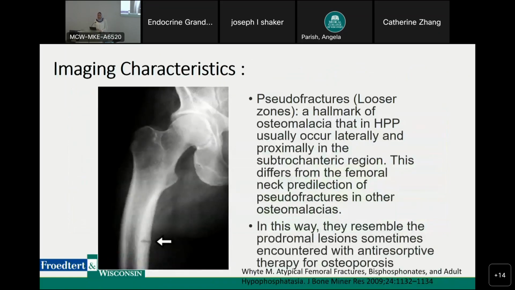And then we will come to the next diagnostic modality, which is imaging characteristics. We can see here the Looser zone or the pseudo-fracture, which is a hallmark of osteomalacia secondary to HPP. Osteomalacia secondary to vitamin D deficiency and other causes of osteomalacia will cause pseudo-fracture mainly in the femoral neck, unlike in HPP, where it's mainly lateral and proximal to the subtrochanteric region. And that actually makes it very similar to the pseudo-fracture that happens with bisphosphonates.